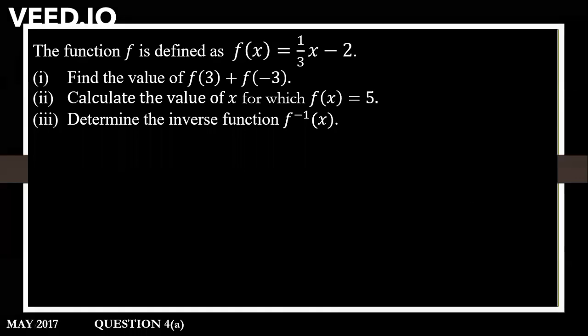Today, we will be looking at question 4A from the May 2017 CSEC Mathematics Paper 2 examination. The function f is defined as f of x is 1/3 x minus 2. This question requires us to find the value of f of 3 plus f of negative 3.